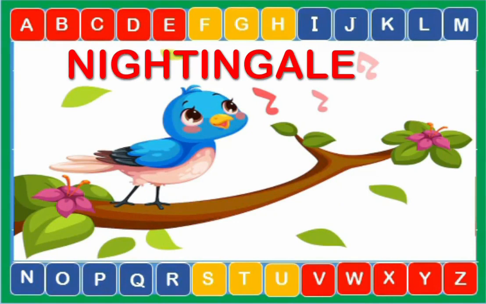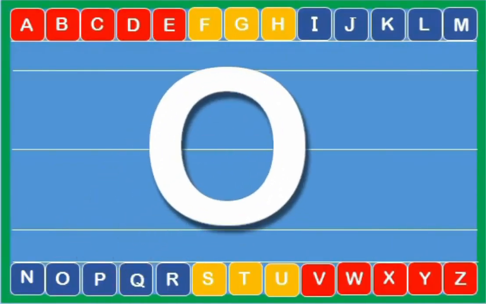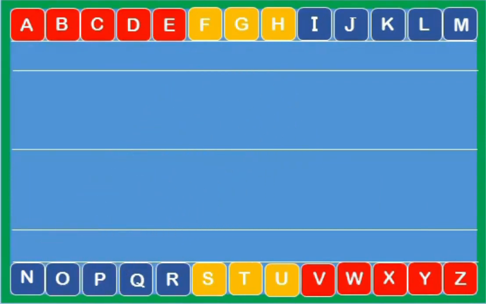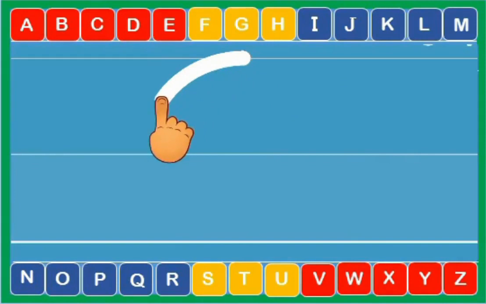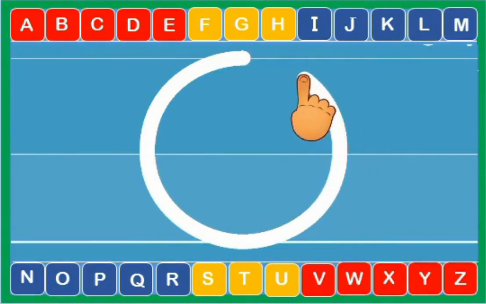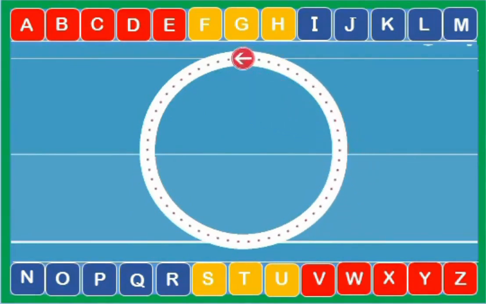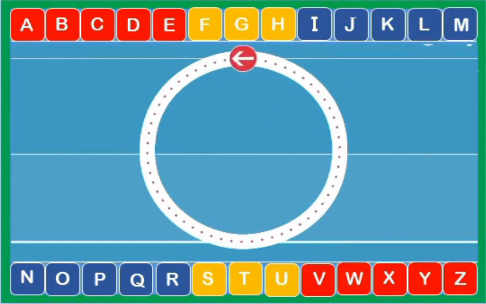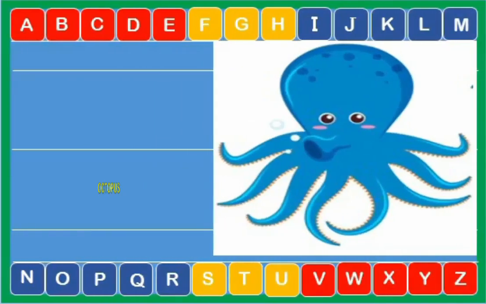Next is letter O. Make a circle. O for octopus.